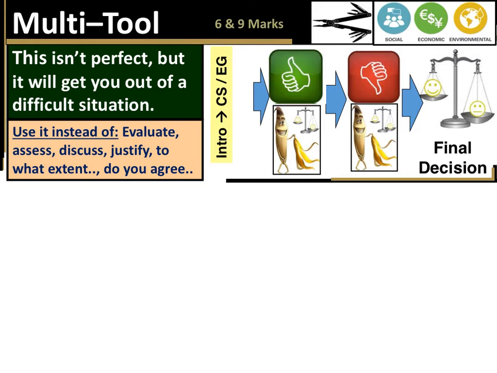Start off with your introduction, as before, talk about an example, talk about a case study, give me a positive, an advantage about something, use PEEL, make a mini decision, give me a disadvantage, use PEEL, give me a decision, then make a final decision at the end, and where you can, talk about the social, economic and environmental aspects, and that will fit almost all of those longer command words: evaluate, assess, discuss, justify, to what extent, do you agree. It's actually based on the evaluate structure, which isn't a huge difference from the other ones anyway, if you've looked at the other ones.